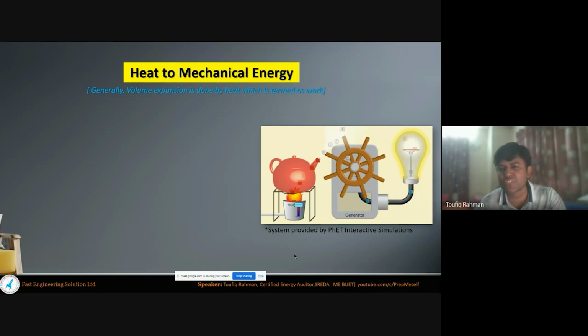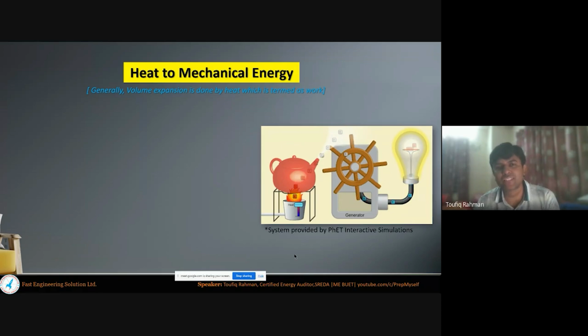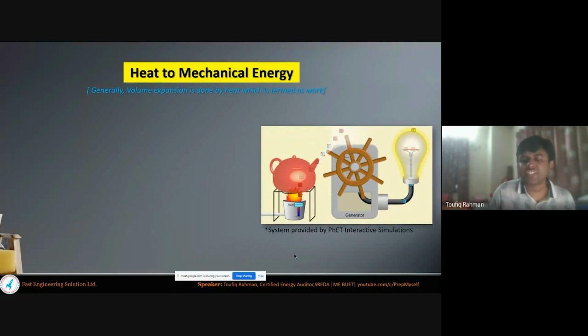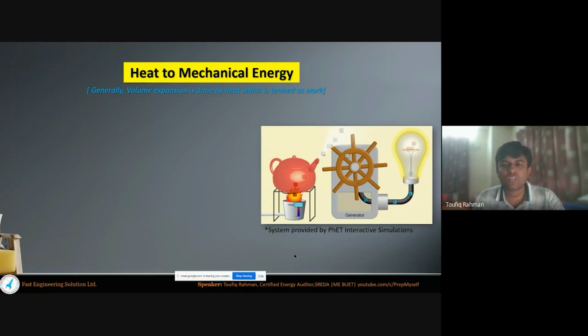Just like these stoves here, you see that a kettle filled with water is being heated, and in the mouth of the kettle the vapor is turning the wheel, and this wheel turns the generator, and the generator produces electricity. So this electricity lights a bulb. So this conversion of heat energy to mechanical energy is being done.